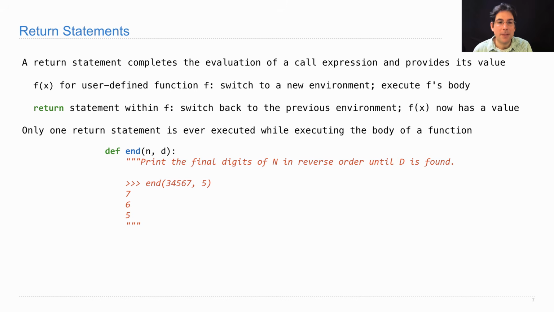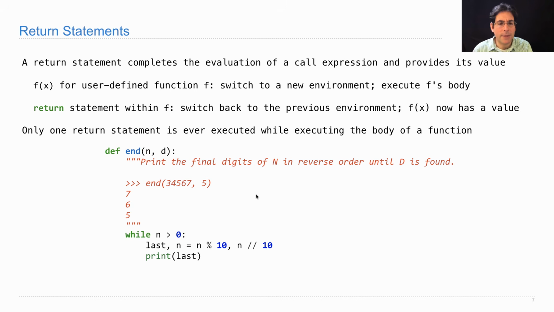So for example, let's write a function that prints the final digits of an integer n in reverse order until d is found. And let's assume n is non-negative. Here's an example of what we're doing. End of 3, 4, 5, 6, 7 is all the digits starting from the end of 3, 4, 5, 6, 7 until we reach a 5, and then we're done. So we start with 7, and then 6, and then 5.